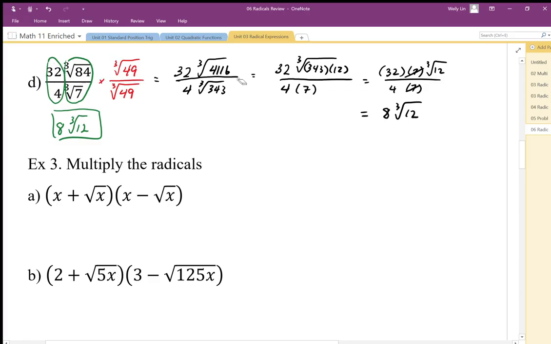If you don't, you just have to do a little bit more work, but if you remember to try to simplify the fraction first, that's always a better strategy.